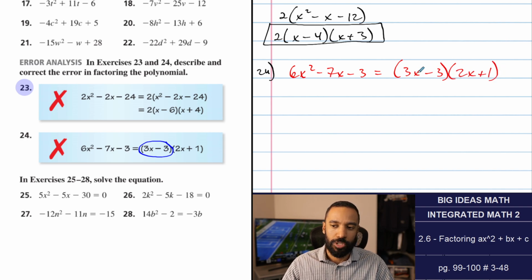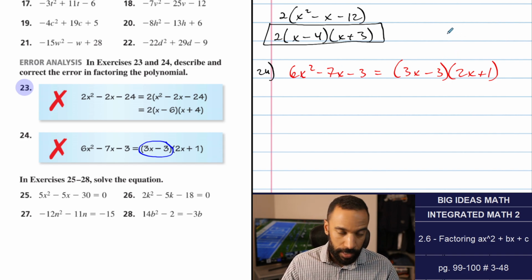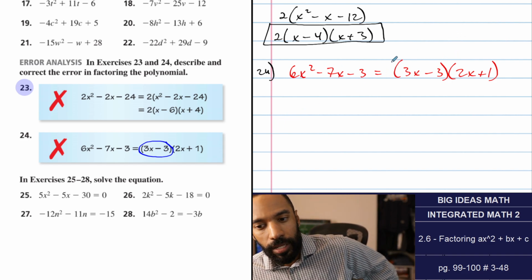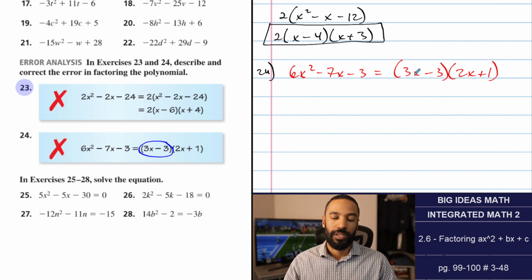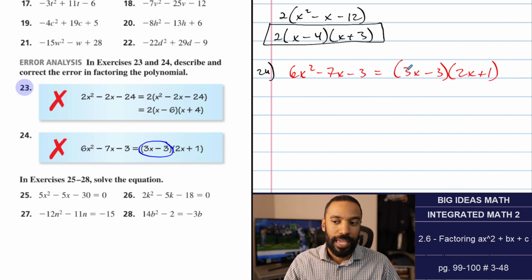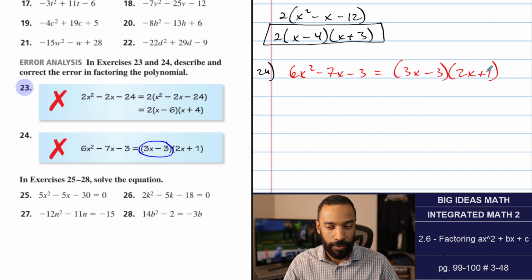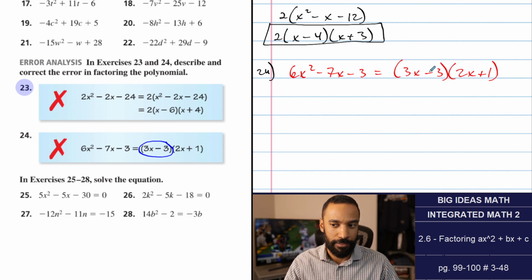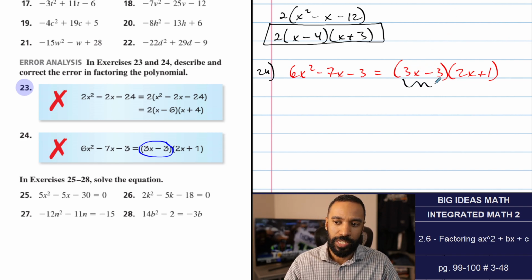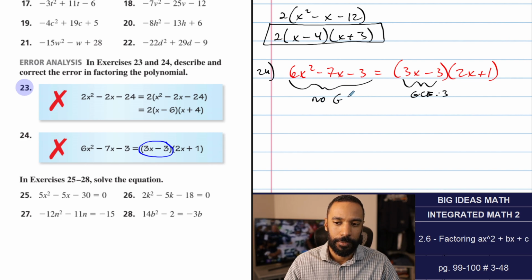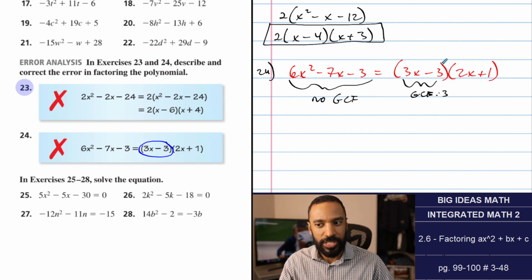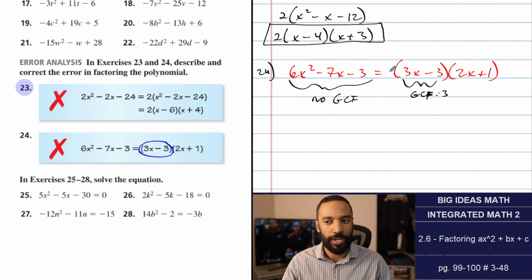If someone asked me, Mr. Robinson, is this the correct factorization? I would have immediately said no. Here's the reason. First of all, if this was correctly gone about, it's not completely factored because there's a GCF of 3 in both of these. But the bigger thing is within that GCF. This has a GCF of 3, and this does not. How can your factored set have a greatest common factor of 3, but your original one can't?